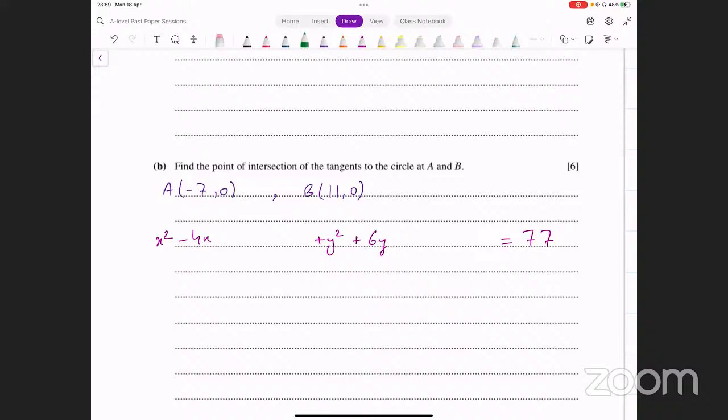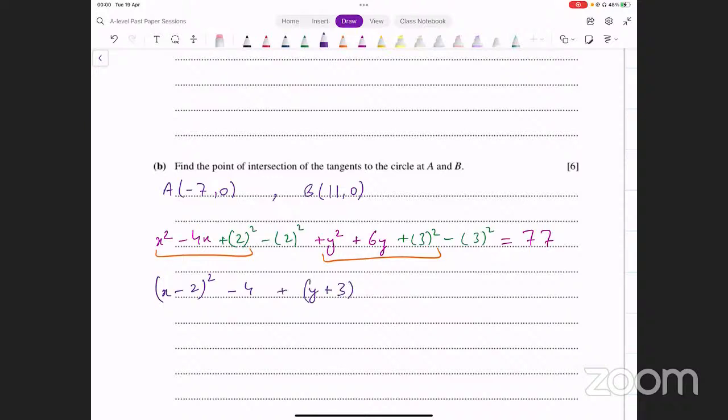ठीक है, स्क्वायर कैसे कंप्लीट करेंगे? 4x का कोएफिशिएंट यहाँ पे 4 है, 4 को हाफ किया, 2 का स्क्वायर ऐड कर दिया और 2 का स्क्वायर सब्ट्रैक्ट कर दिया. इधर 6 को हाफ किया, 3 का स्क्वायर ऐड भी कर दिया, 3 का स्क्वायर सब्ट्रैक्ट कर दिया. Now these three terms are going to give us a perfect square. This is going to be x minus 2 whole squared minus 4. ये बाहर वाला 4 आपके पास इधर अलग से आ गया. And then you have y plus 3 whole square from these three terms. And this 9 outside. And you've got 77 on the other side.